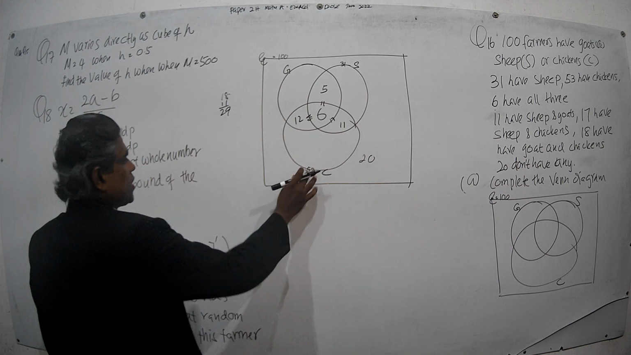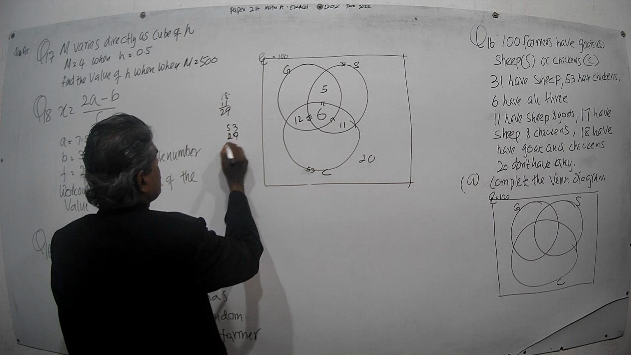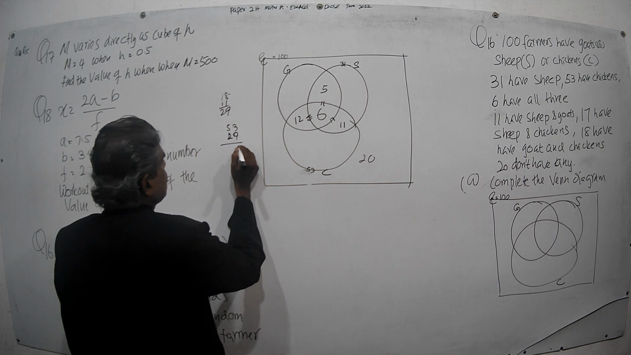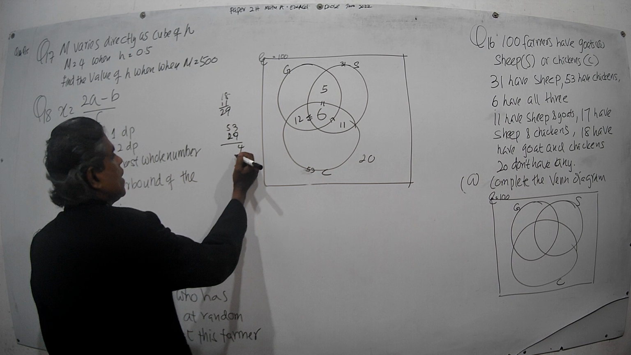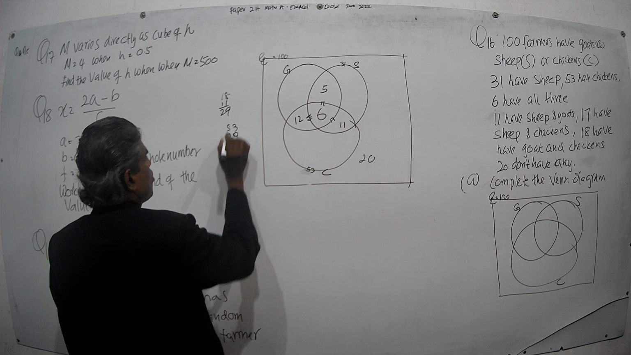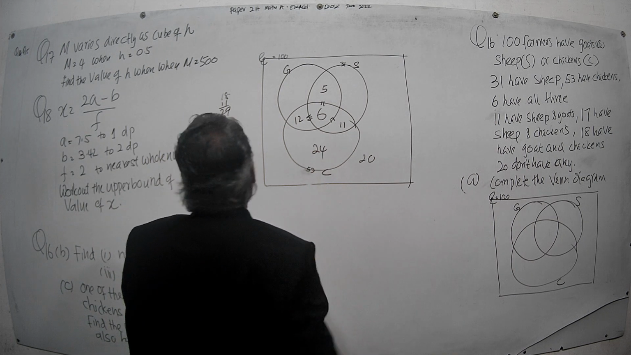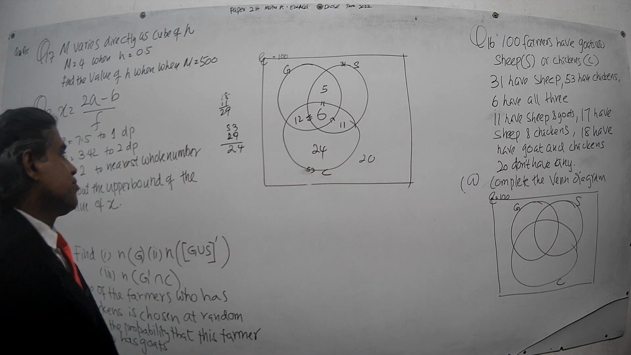From 53, deduct 29. 53 minus 29. How much? 9 from 13 is 4. Then 1 is taken here, 4 is left here. 2 from 4 is 2. 24. Then this part is 24. Okay. 53.